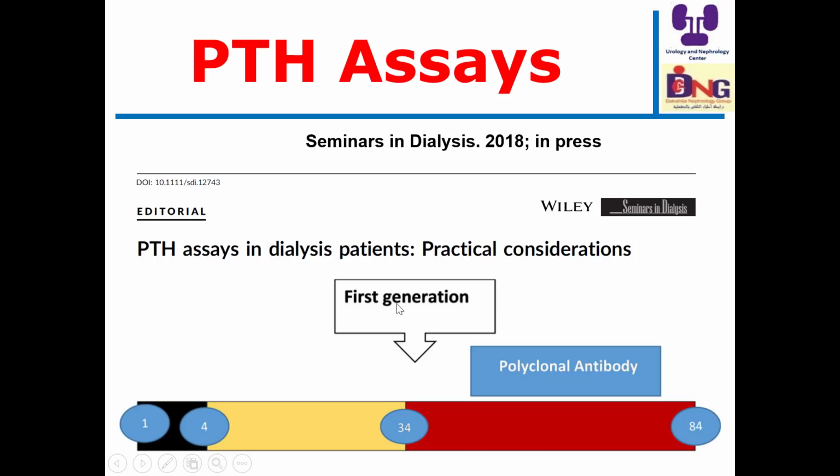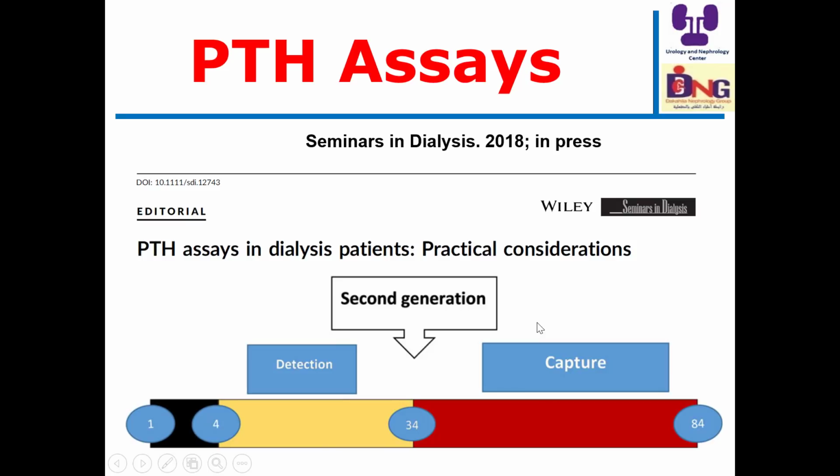First generation is polyclonal, and it detects many fragments, so it is obsolete nowadays for diagnosis of PTH. For second generation, yes, it picks the total 1 to 84, but also detects 7 to 84. For 1 to 84 and 7 to 84, there is a great difference. The 7 to 84 inhibits bone, and 1 to 84 stimulates bone. So there is a great difference between them.